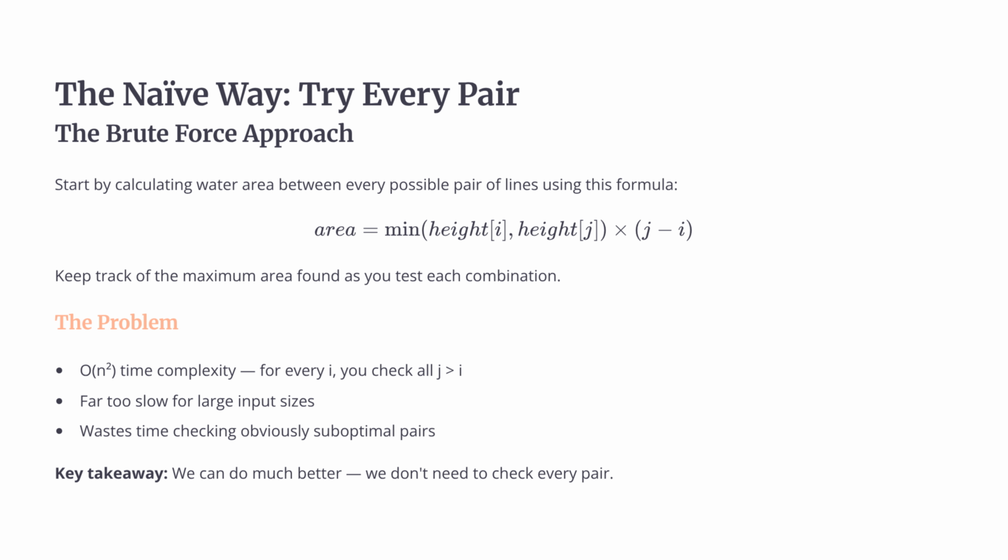While this method works, it's very inefficient. The time complexity is O of n squared, meaning, for every line, we compare it with all lines after it. That's too slow for large arrays and wastes time checking pairs that clearly can't be the best. So yes, it's correct but far from optimal.